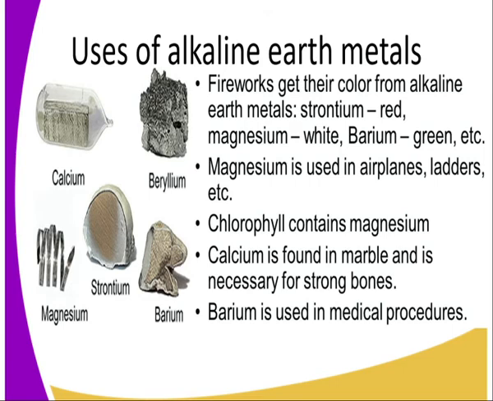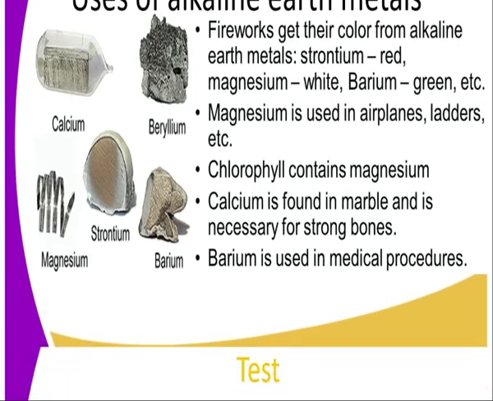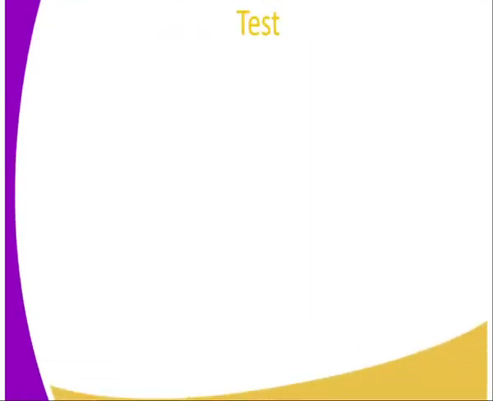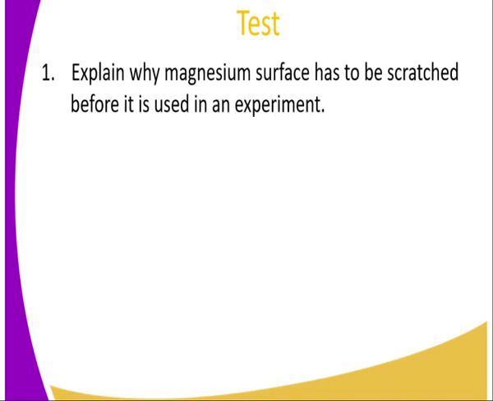Calcium is found in marble and is necessary for strong bones. It is required by the human body to strengthen the bones. And barium is used in various medical procedures. So you can see that these metals are very, very important in our day-to-day life activity. So for more, let's first look at the test to see whether we have achieved the goals of this lesson.